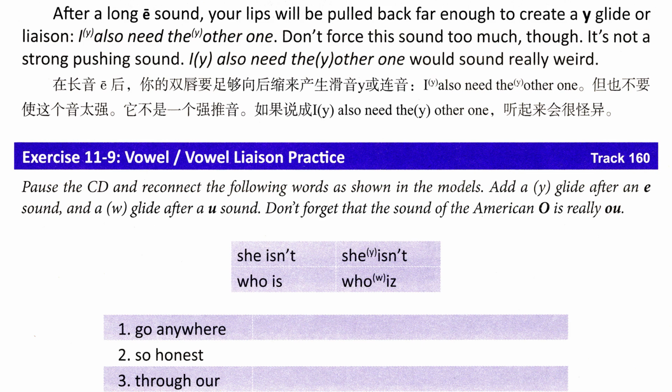Exercise 11-9. Vowel liaison practice. Pause the CD and reconnect the following words as shown in the models. Add a Y glide after an E sound and a W glide after an OO sound. Don't forget that the sound of the American O is really OO.